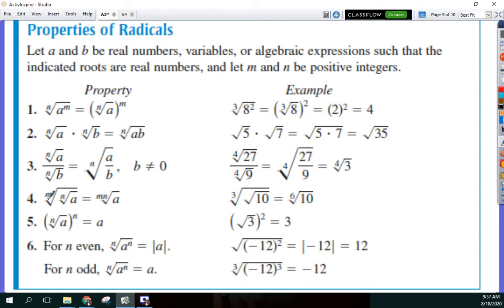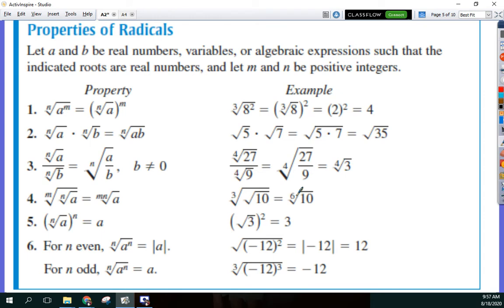On our next property, if we have a root within a root, we can actually just multiply those two indexes together, and we get the n times nth root of a. So in this example, we have a third root, an understood square root. 3 times 2 gives us the 6th root of 10.